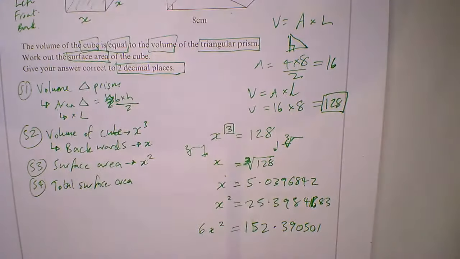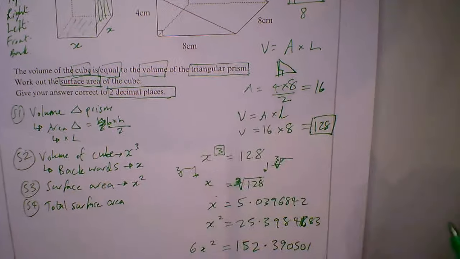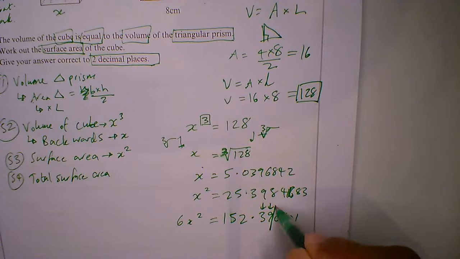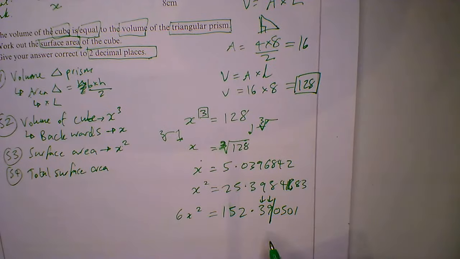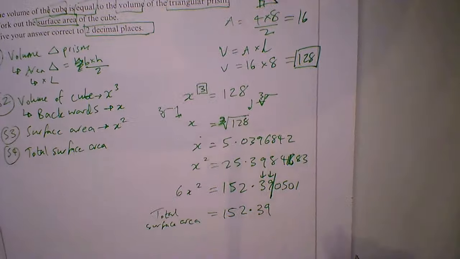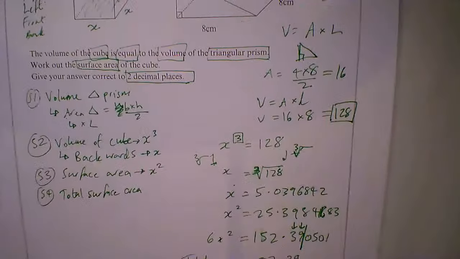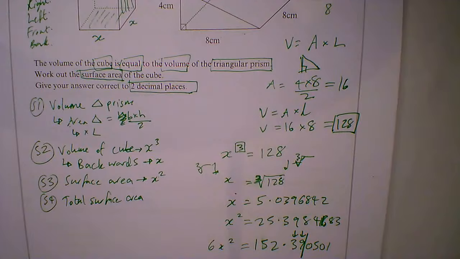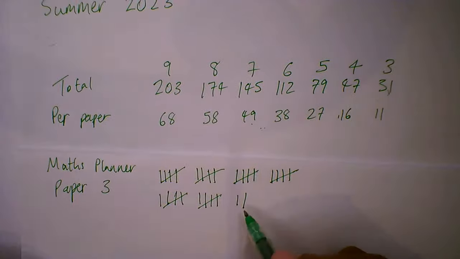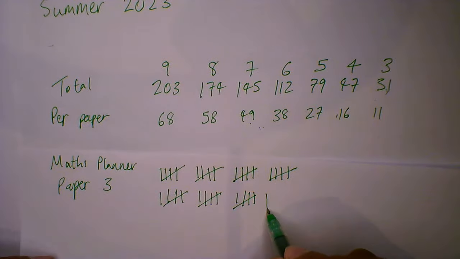152.390501. Let's read the question. What does it say? Give your answer correct to 2 decimal places. I've got 0 there, so I don't need to worry about it. So my total surface area equals 152.39. So that is worth 4 marks. Okay, so let's add that to our tally. So 4 marks. 1, 2, 3, 4 marks.